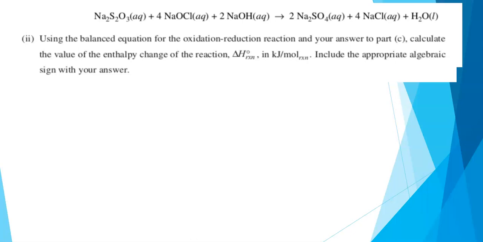Include the appropriate algebraic sign. This is where knowing endothermic and exothermic can come in really handy, because this is an exothermic reaction. The heat was released by the process into the water, and so we're going to end up with a negative value for H. All right, this was scored out of 2 points.